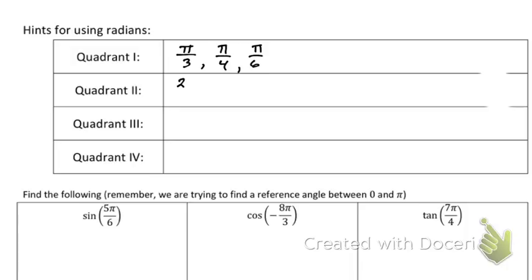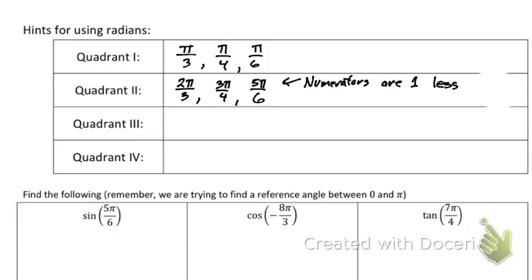Quadrant 2 values are going to have a nice pattern too, because we have 2 pi over 3, we have 3 pi over 4, and finally we have 5 pi over 6. The key part is that 2, 3, and 5. If you compare your numerator to your denominator, your numerator in quadrant 2 is going to be 1 less than your denominator. So your numerators are 1 less than your denominator.